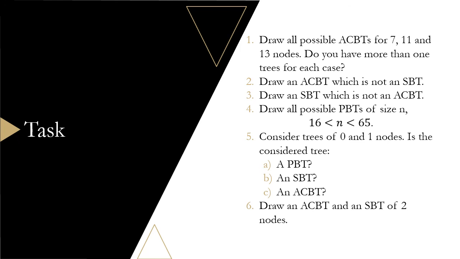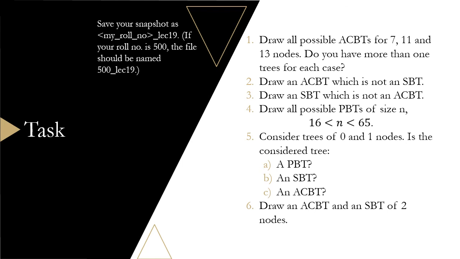Task number 4, draw all possible perfect binary trees of size n such that n is between 16 and 65. Task number 5 says consider trees of 0 and 1 nodes. Is the considered tree a perfect binary tree, an SBT or an ACBT? Task number 6 says draw an ACBT and an SBT of 2 nodes.